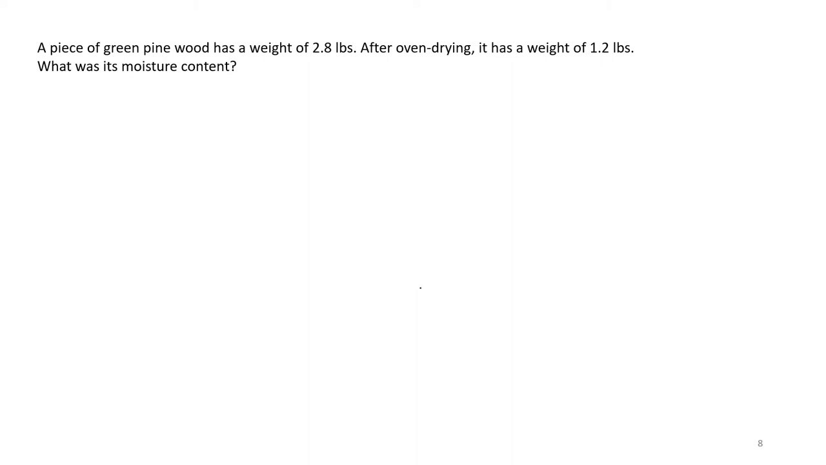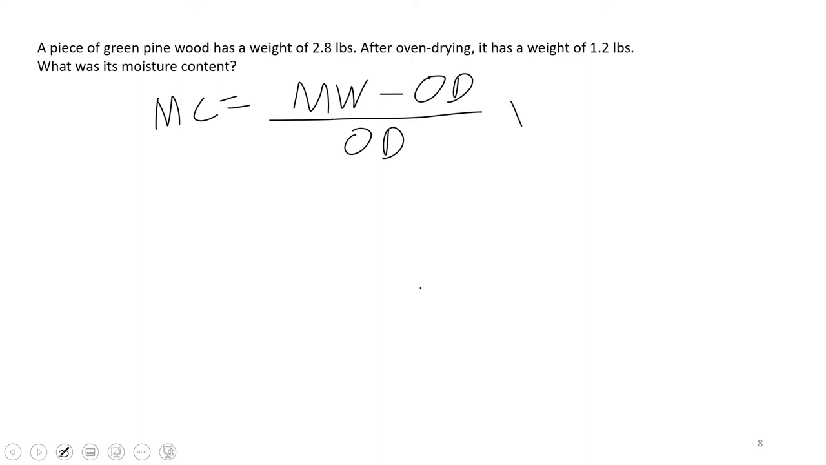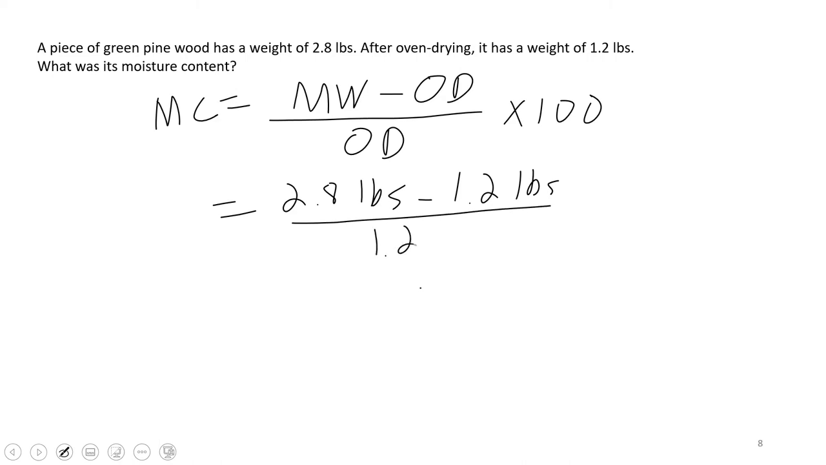Well, we're just going to use the simple formula of moisture content is equal to the moist weight, I'll put down MW for moist weight, then I'll put OD for oven dry, over the oven dry weight, times 100. So that's going to be 2.8 pounds minus 1.2 pounds, divided by 1.2 pounds, and then multiply by 100 to convert to a percent. I'll go ahead and throw that into my calculator: 2.8 minus 1.2 divided by 1.2. And I get a moisture content of 133%.